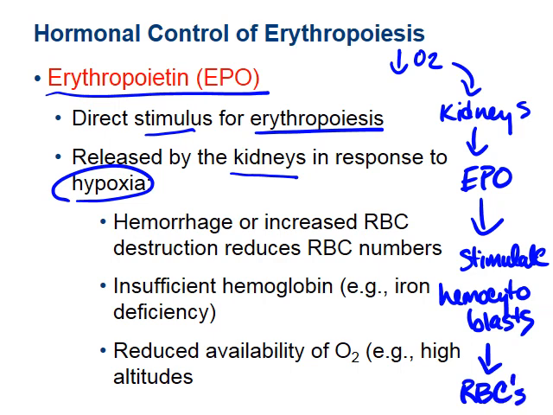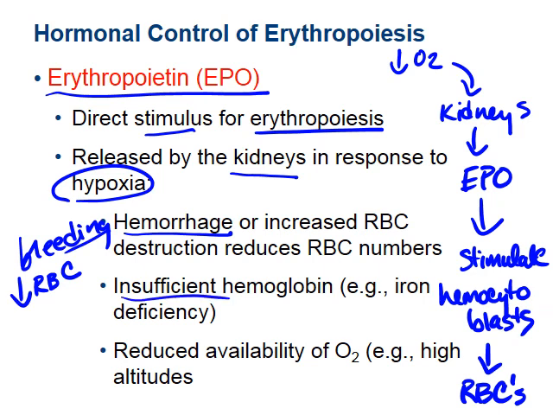So what are some other issues that could happen? So they kind of just list here, what if you have a hemorrhage? What if you're bleeding? If you're bleeding, you have low red blood cells. So we're probably going to release erythropoietin to try to make more, right?